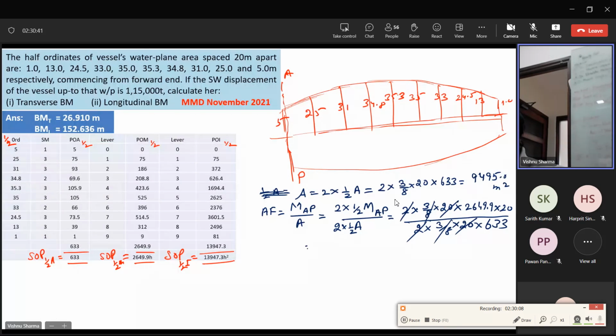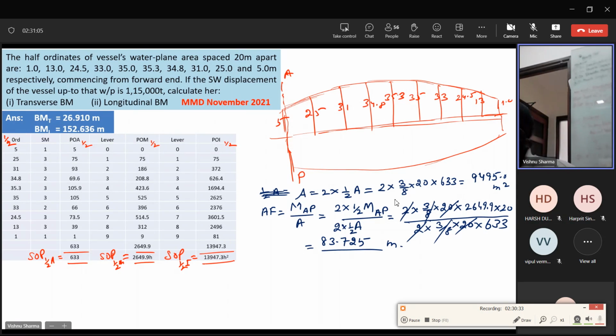So you have AF. How many meters does the AF come to, beta? Sir, 83.725. 83.725. Okay, somebody can validate it if there's a problem. Yes, that's correct, sir. Okay, guys.